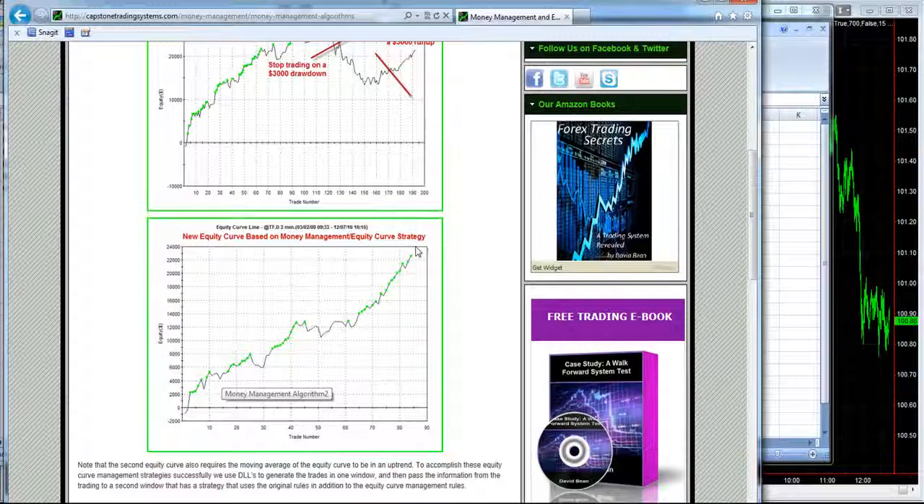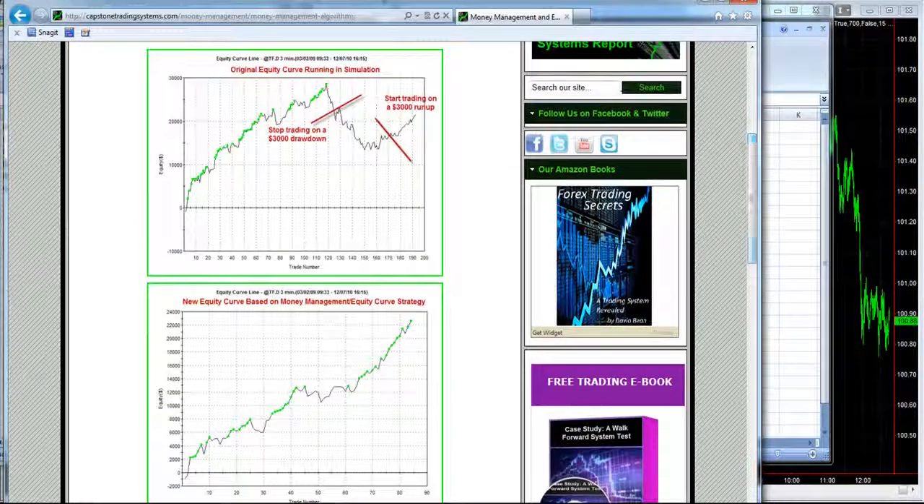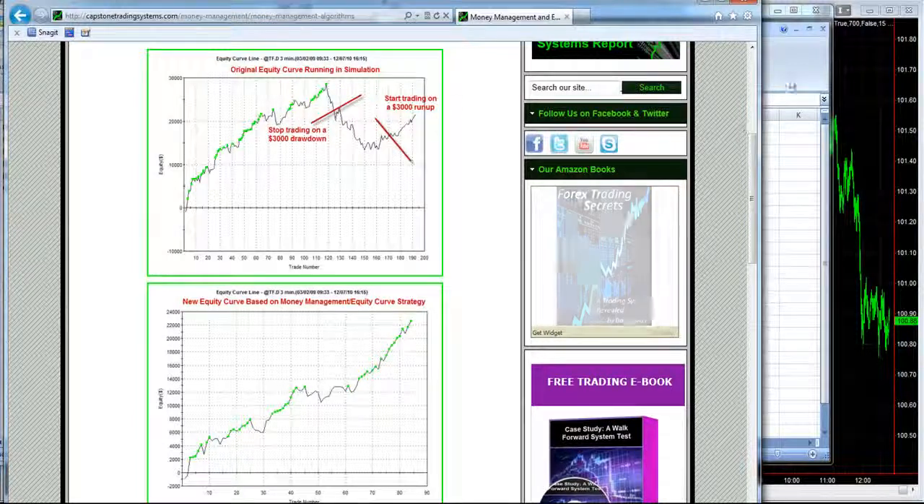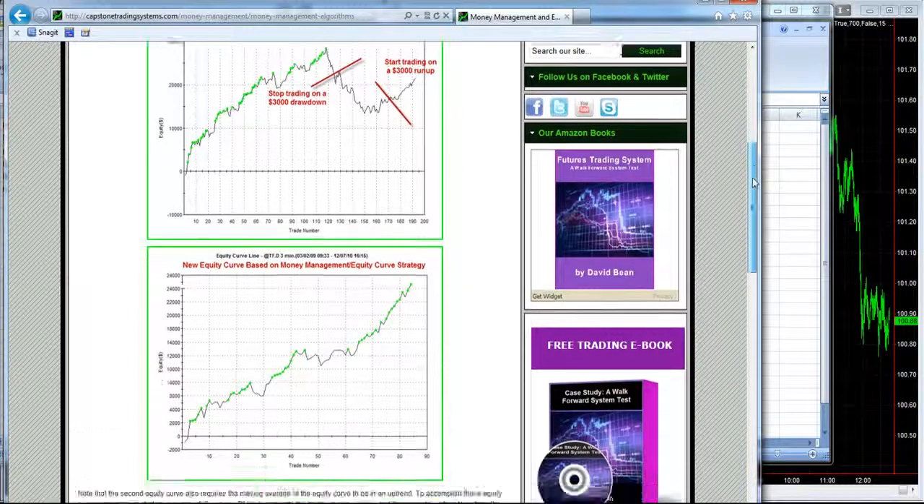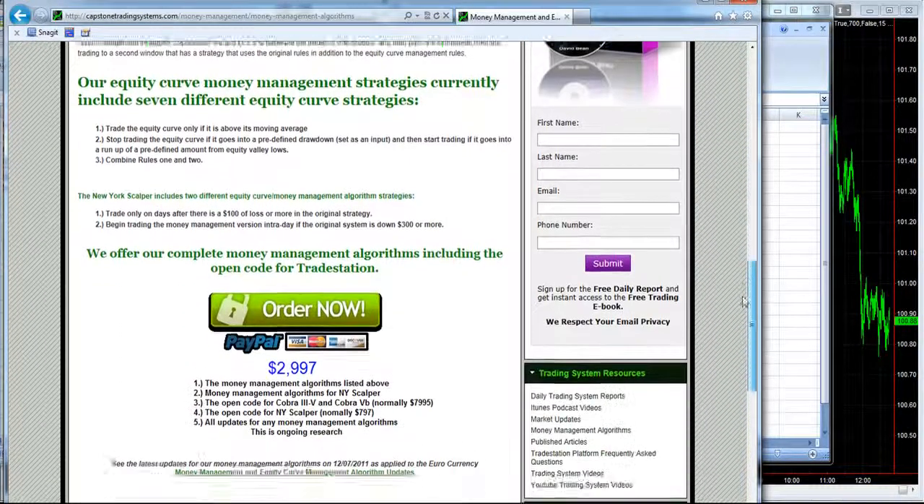And this is an example of the new equity curve. You have a base strategy that's always running that you're not trading, and then a strategy that you're trading that looks at that base strategy to watch that equity curve to make those trades. Here's an explanation of it.